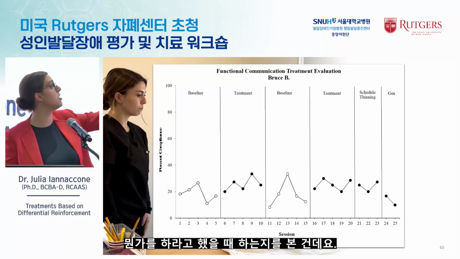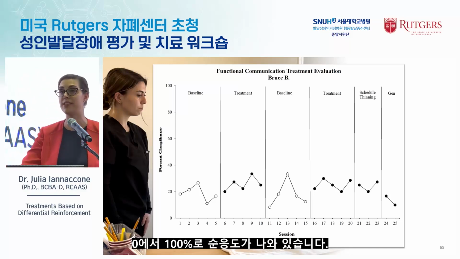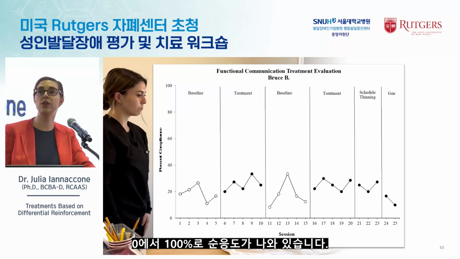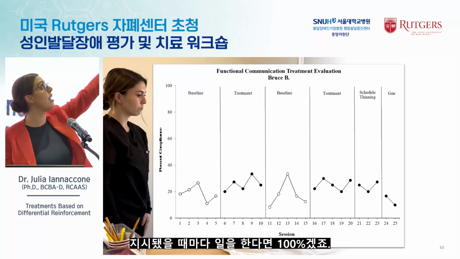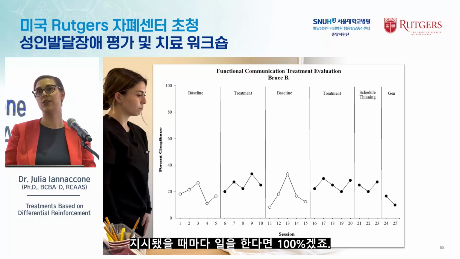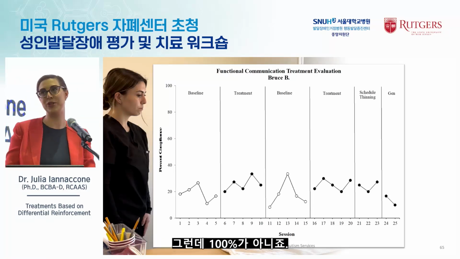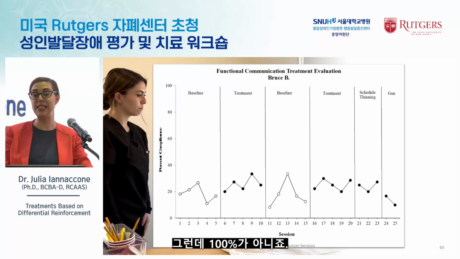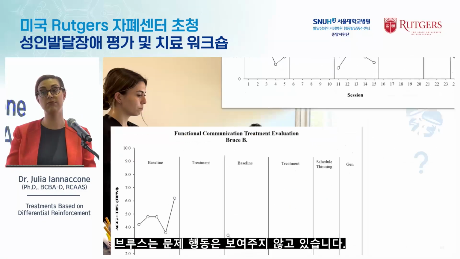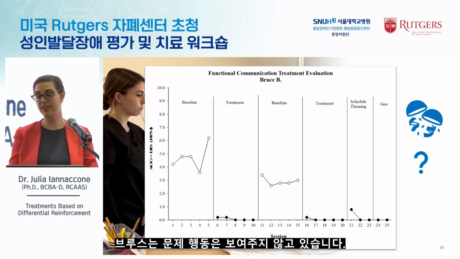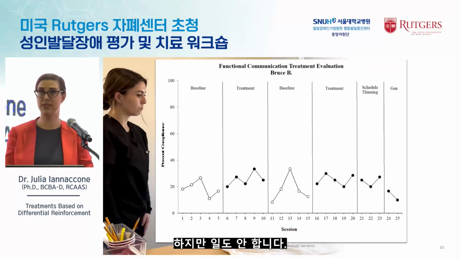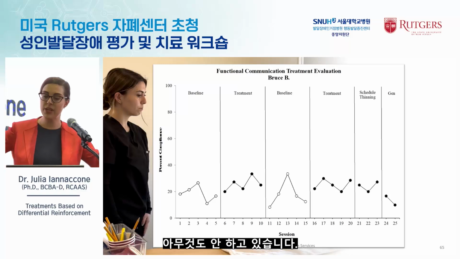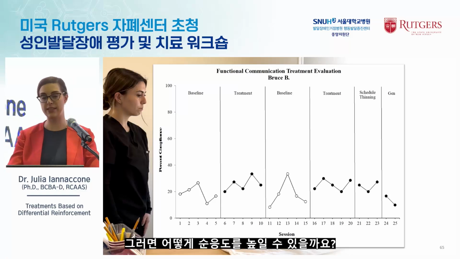So now we have graphed here 0 to 100% compliance. So if he were to do work every time we told him to, we would see 100. We're not really at 100 right now. So Bruce is not engaging in problem behavior. Yay. But he's also not doing work. He's not doing anything. So how are we going to increase that compliance?